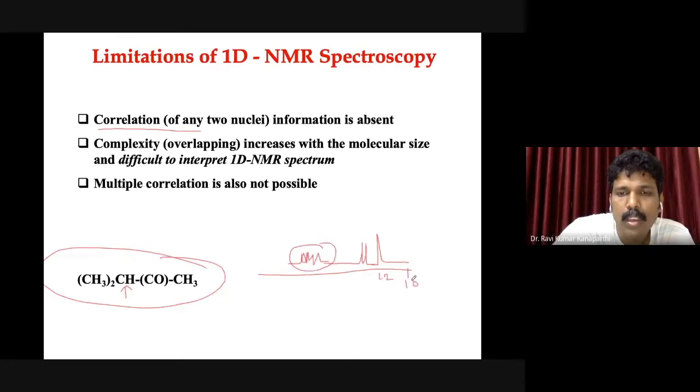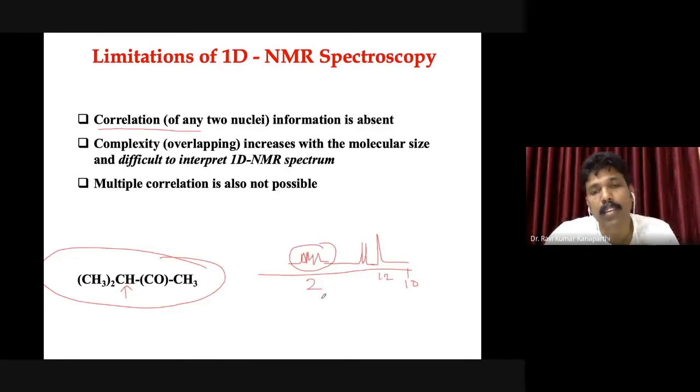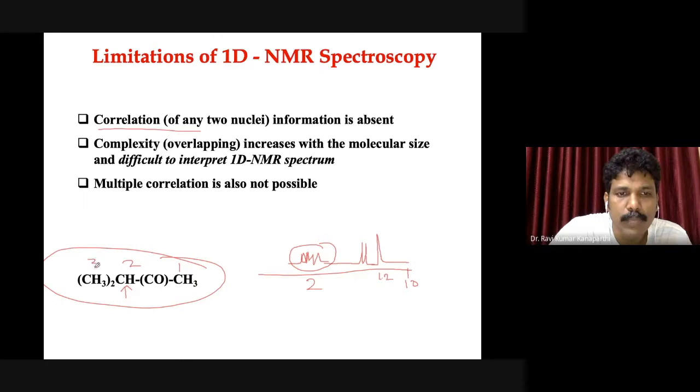Okay, and this is maybe at a 2 or so. Now you have a 1, 2, 3. From this information, you don't know how the nuclei are interconnected. What you know from the splitting pattern is that I have two neighbors. That's all you know, but otherwise you don't know.